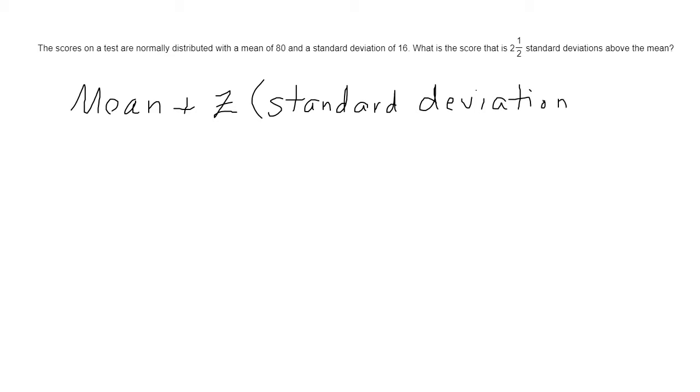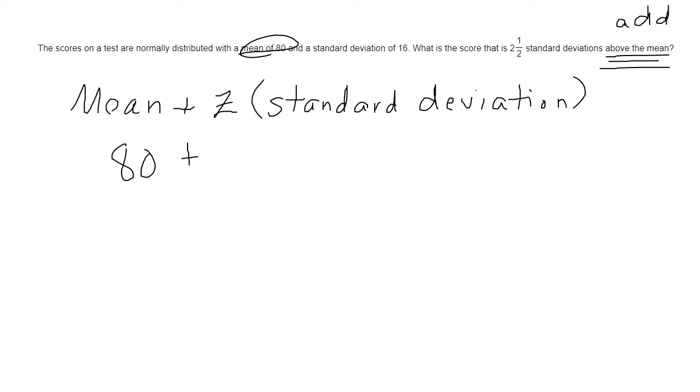Okay, so if I look at my problem, the mean is 80, so that'd be 80 plus. Now you may wonder, why am I using plus? At the end of the problem, I noticed it said above the mean, so if it's above the mean, that's going to be plus, so I would be adding. That's why that's a plus.